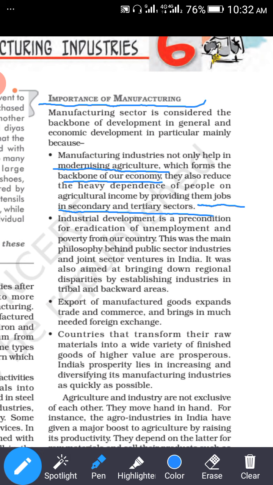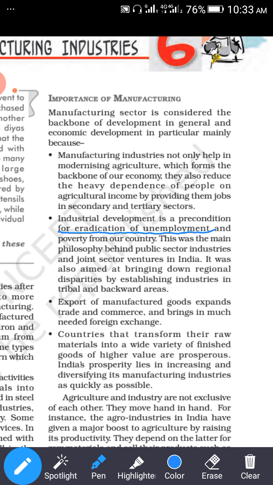In the secondary and the tertiary sector. Then, yes, the next important thing for the manufacturing industry. What is the important thing? Industrial development is a precondition for the eradication of unemployment. You have the best example in the present situation, when the industries were totally locked down due to the pandemic. The people have lost their jobs.